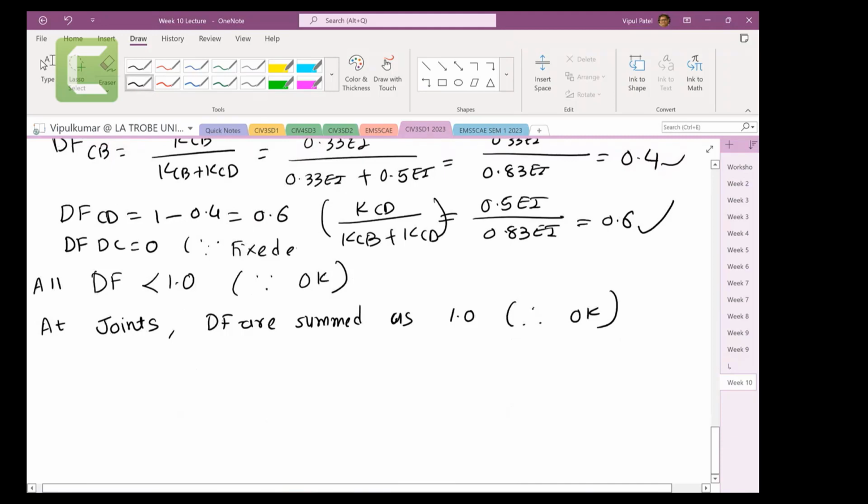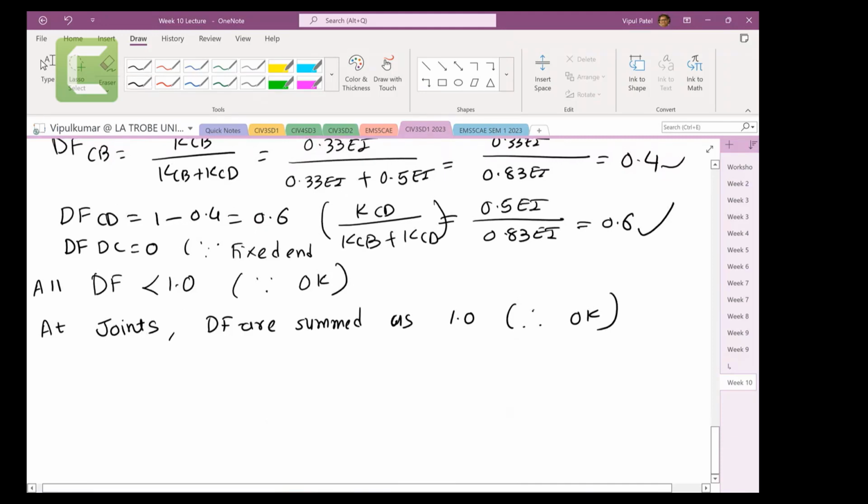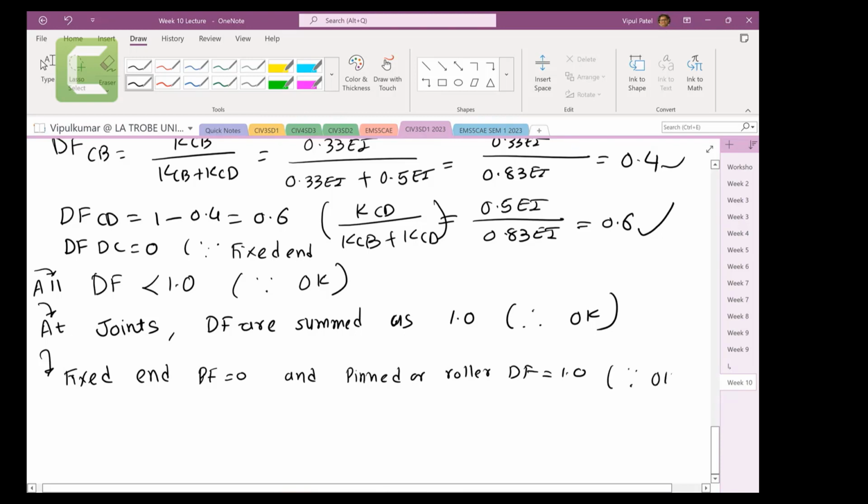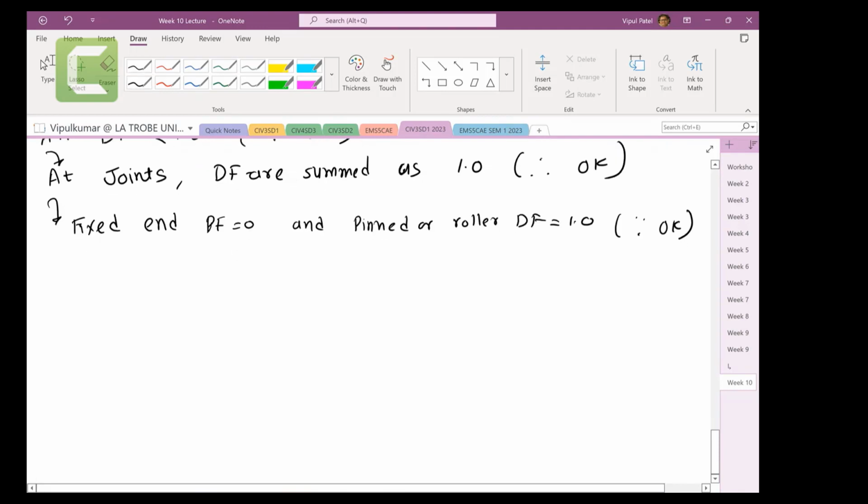And I can make one more check. Check number 1, check number 2, check number 3. Fixed end distribution factors equal 0, and pin or roller distribution factors are 1, right? And we make all these checks. Therefore it is okay. So we make three checks and say that all of these are okay.